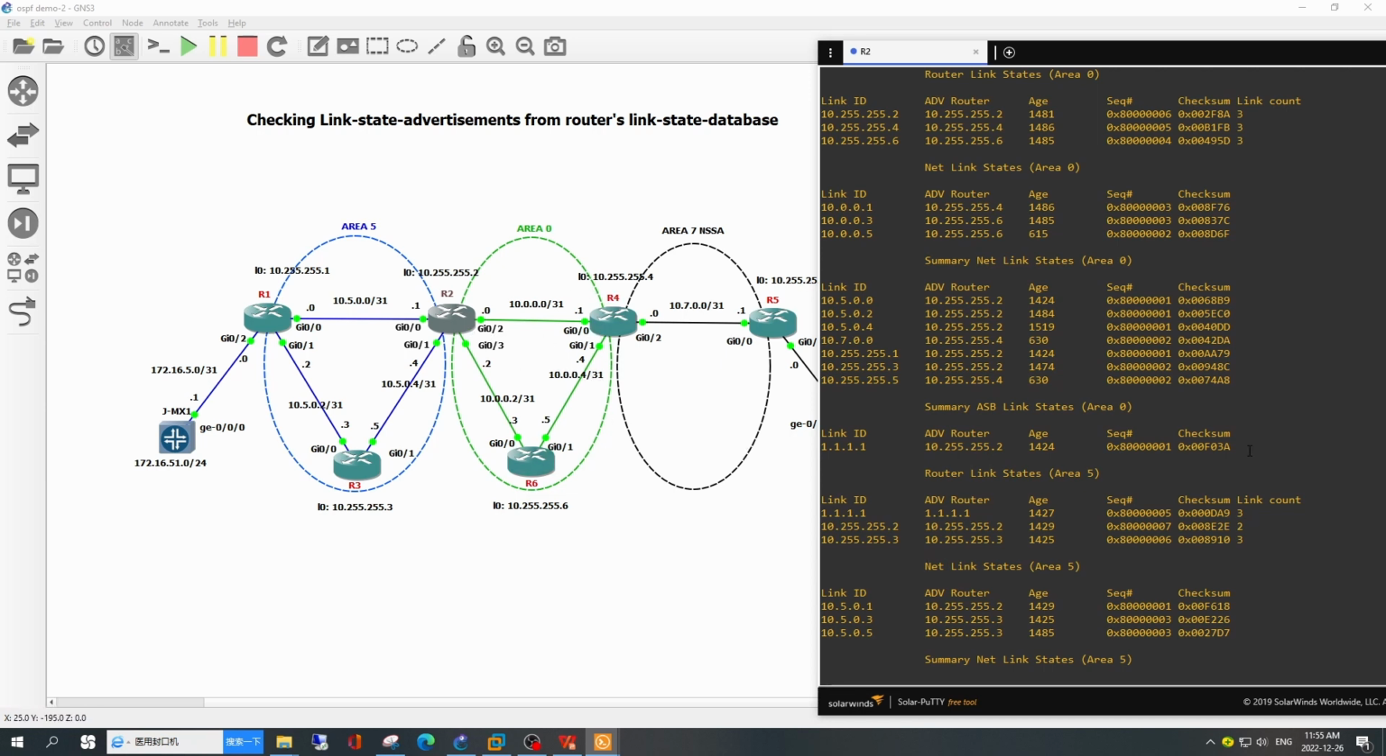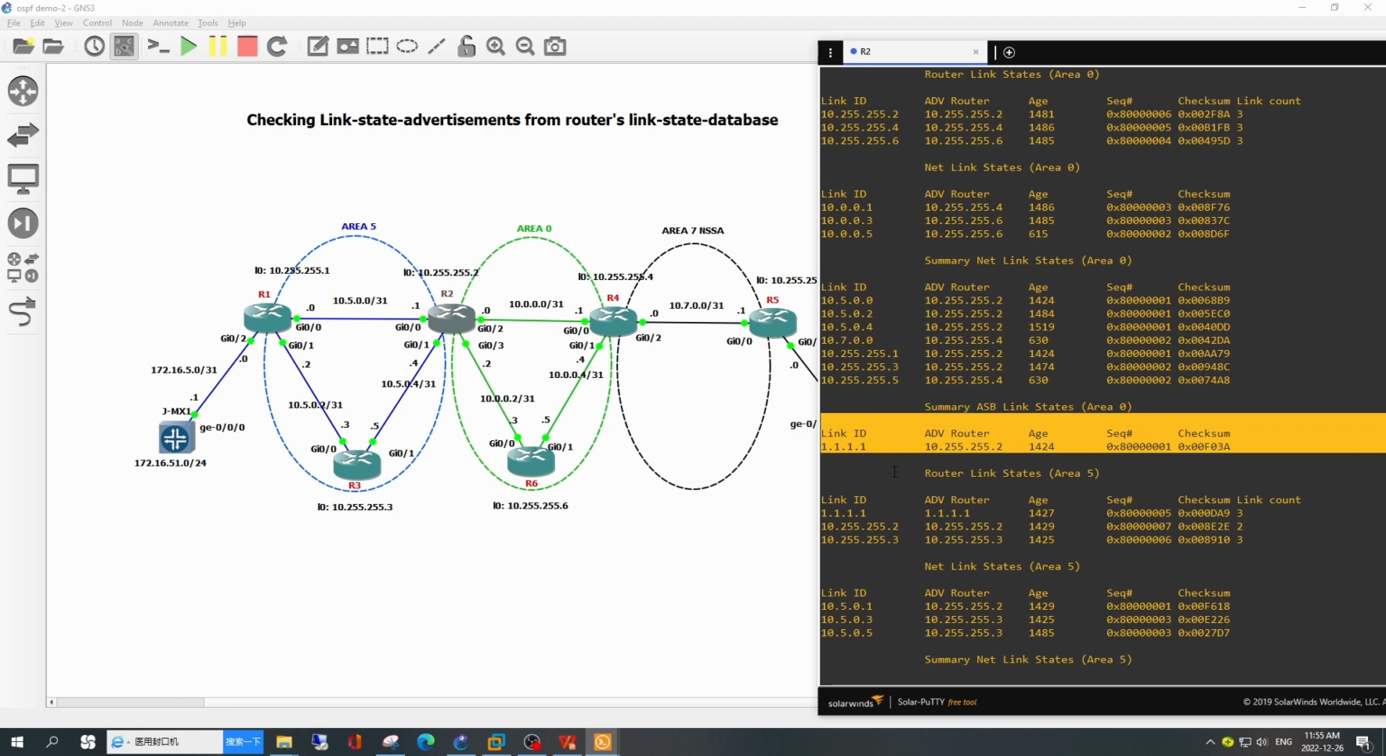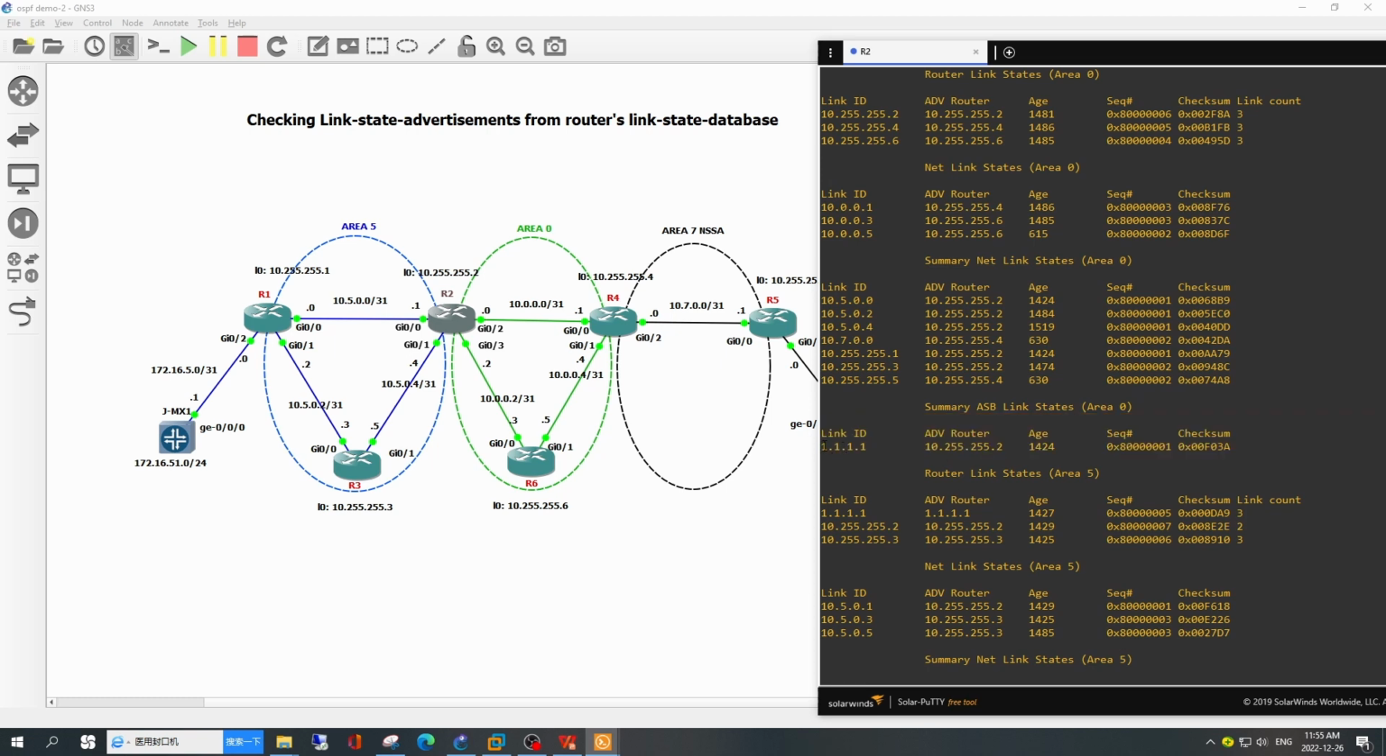So here's type 4. You can see type 4, just the data ID here. Link ID is 1.1.1.1. That's R1. This R1 is the ASBR because it connects to an external network and does the redistribution. So who advertised this type 4? Type 4 is advertised by the ABR. So the advertising router is R2.